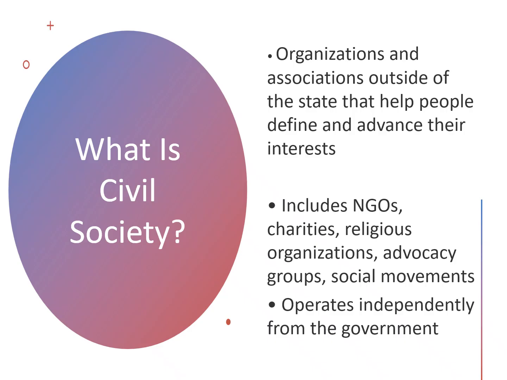Civil society refers to voluntary associations outside the government that connect individuals to public life. They include non-governmental organizations or NGOs, charities, religious groups, professional associations, advocacy groups, interest groups, unions, and student organizations. Civil society allows citizens to organize, advocate, and influence government.